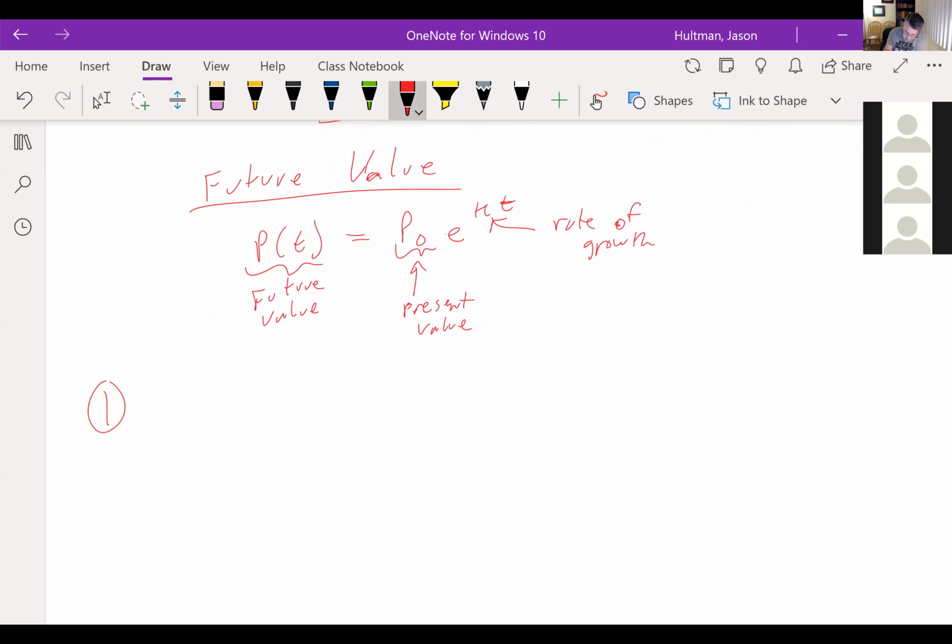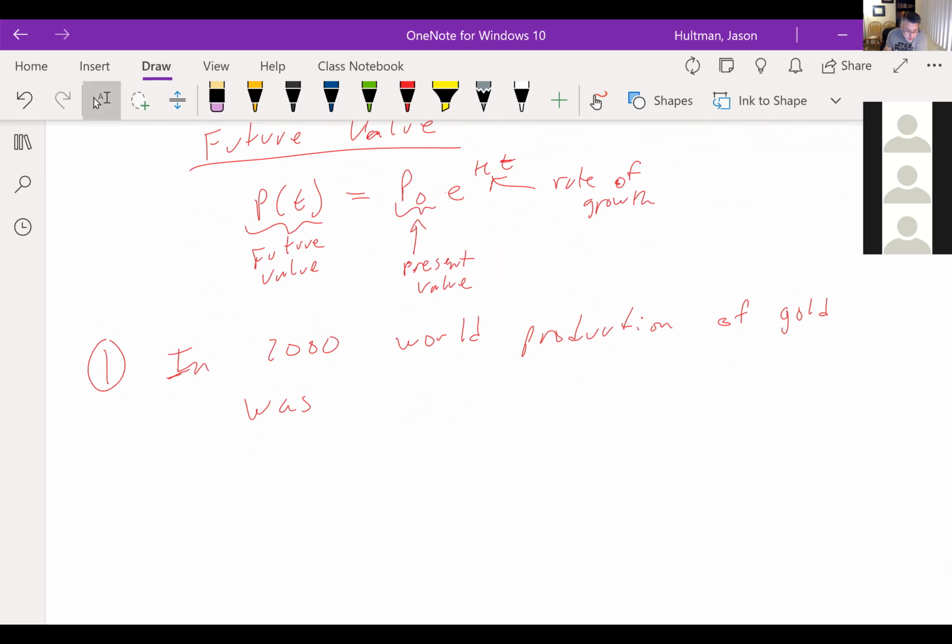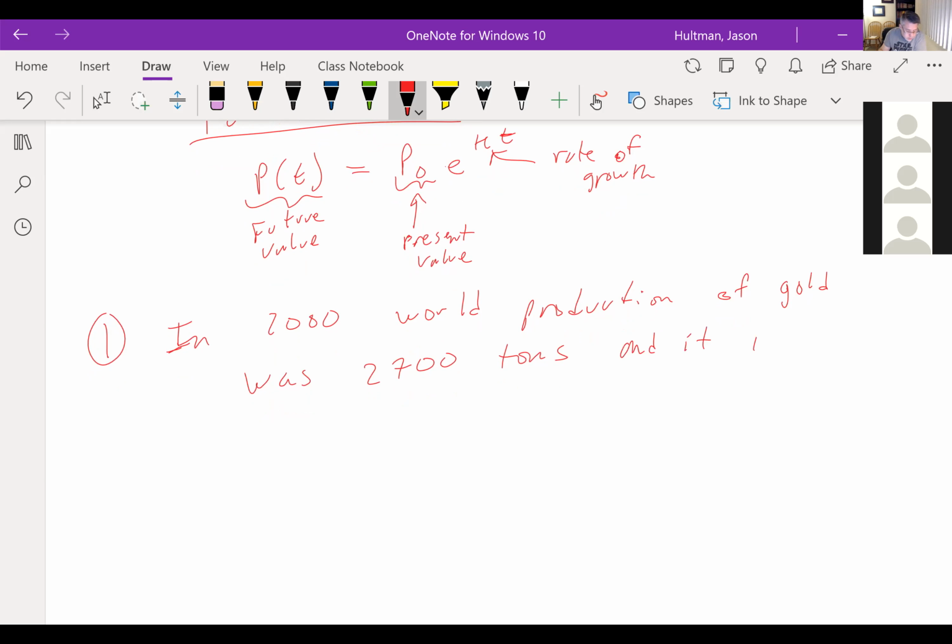Okay, so let's do an example here. In 2000, world production of gold was 2,700 tons of gold, and it was growing exponentially at 0.98% per year.